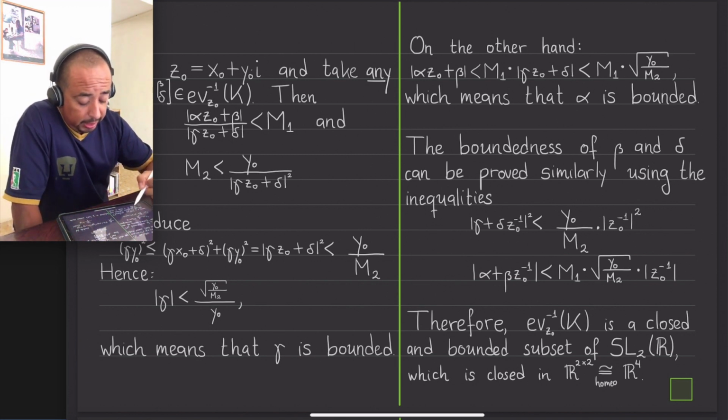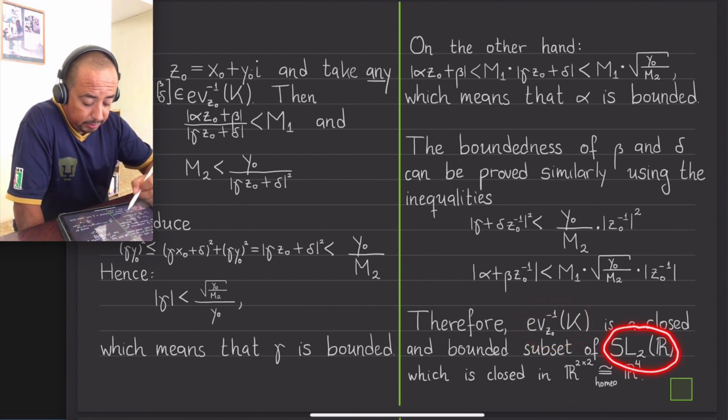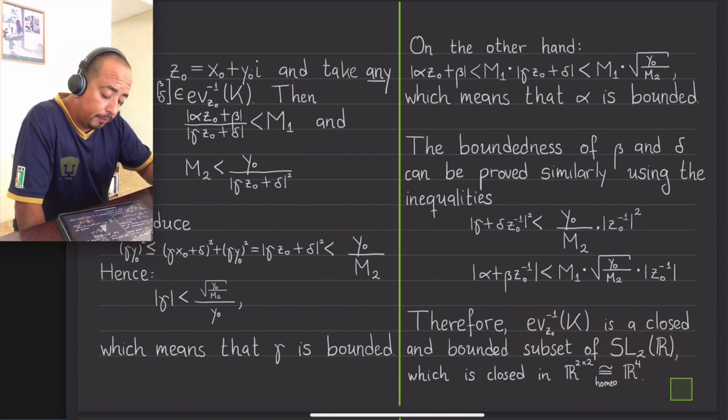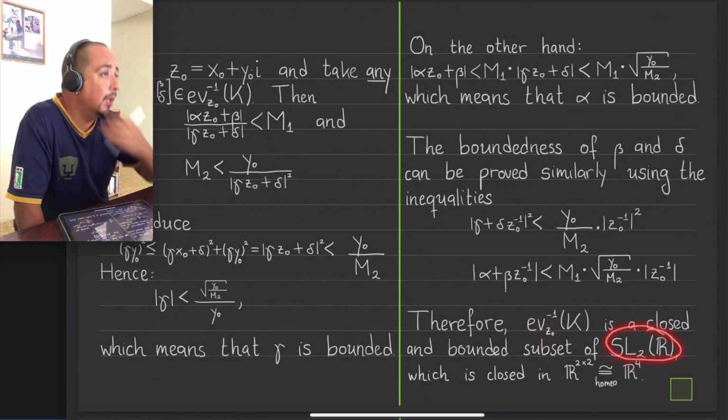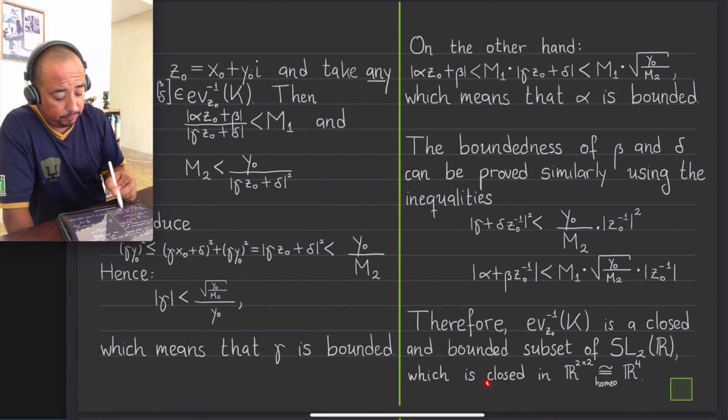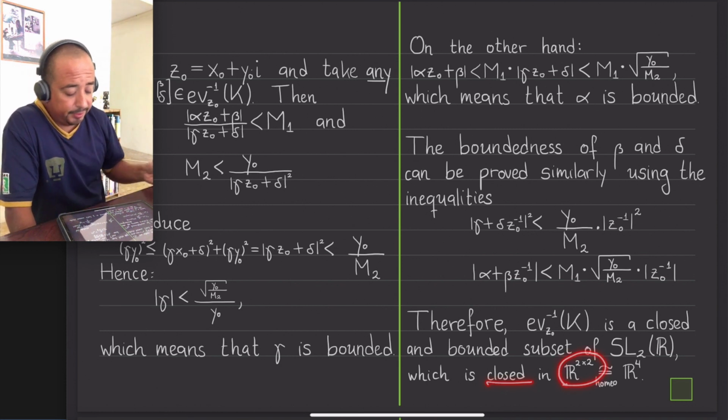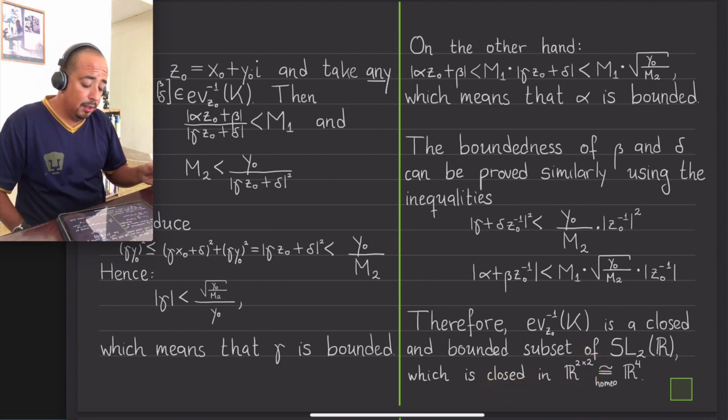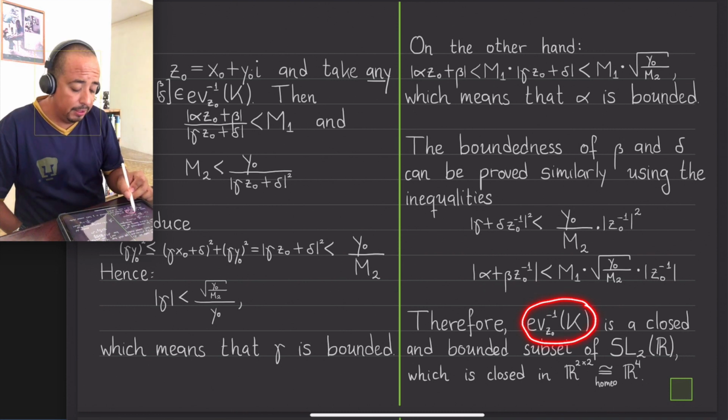So this set is closed and bounded, where? Well, in SL2R, by definition of the function, of course. But SL2R, I mean, is the preimage of 1 under the determinant function, right? So it's closed in R4. So this one is a closed bounded subset of a closed subset of R to the n. Right? So it's compact.